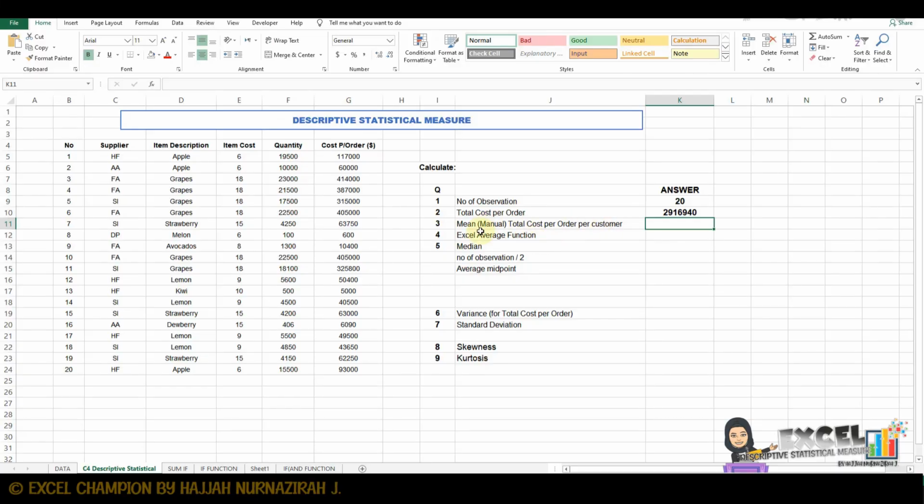Next, calculate the mean using the manual basis. Mean for total cost per order per customer. Okay. To calculate the mean, we need to use the answer from question 2 and question 1. Now press equal, select the answer for question 2, divide by the number of observations, enter. So this is our mean total cost per order.